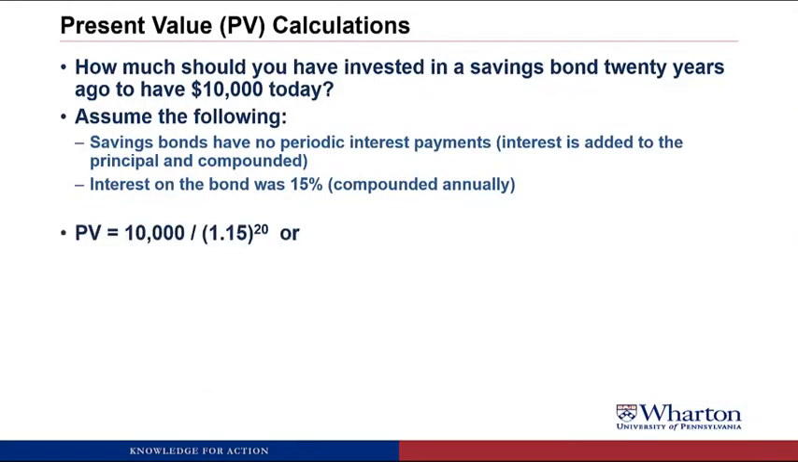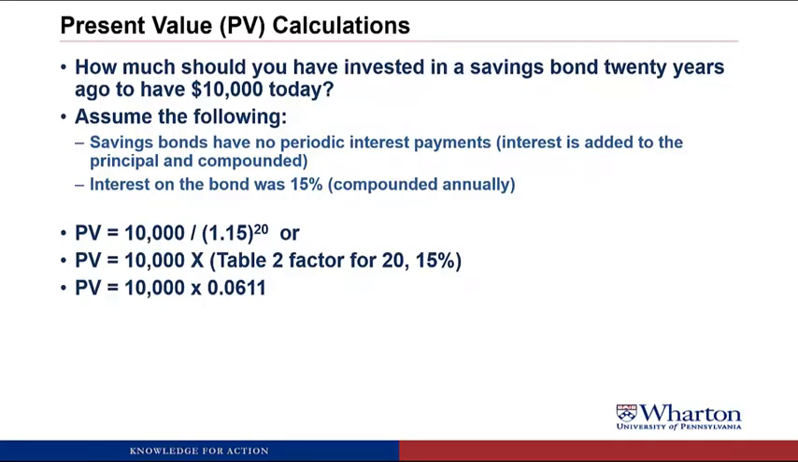So that's the factor that we can use using the table approach to calculate the present value. If you want to do the formula, you could plug in $10,000 as the future value, divide that by 1.15 raised to the 20th power, so it's 15% interest rate over 20 years. Or we could calculate present value as 10,000 times the factor from the table, which we just saw was 0.0611. Either way, you come up with a present value of $611, which means that you would have had to invest $611 20 years ago at a 15% interest rate in a bond to have it grow to be $10,000 today.